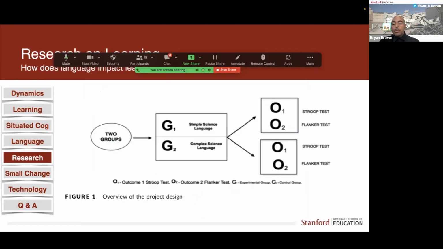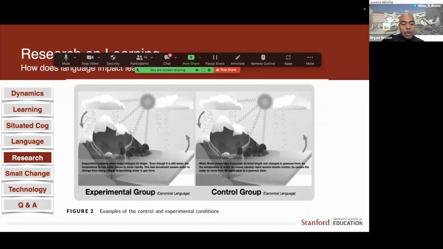So we did this again, but this time, same condition, two groups, one group simple language, other group complex language, but then I gave them psychological measures to see if there were any stressors involved. And so literally there was a picture and it was me reading the voiceover, and one version said evaporation happens when water changes its shape. Here's the other version. When water evaporates, it expands its bond length and changes to gaseous form. Same image, exact same number of words. The experimental group got simpler words. The control group got complex words.